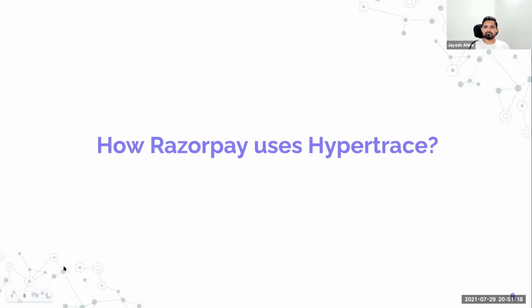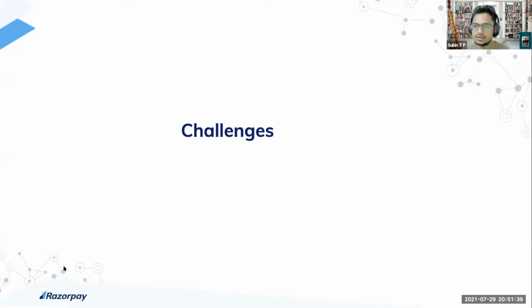Yes, so let me introduce myself. I'm Subin. I work as a staff engineer at Razorpay, mostly on observability. We have been using Hypertrace in production for the last 8 months, and we'd like to share our experience using it, including our challenges. The context here is that most of our services are deployed on production in a microservice architecture, and the challenges we are facing are mostly in the context of debugging production incidents.